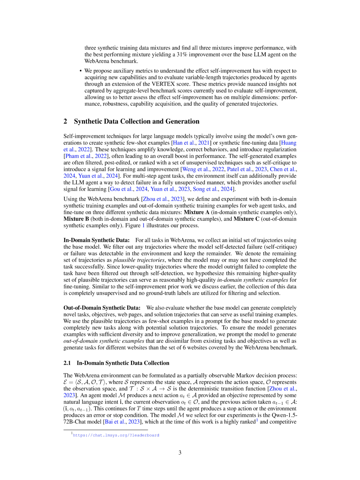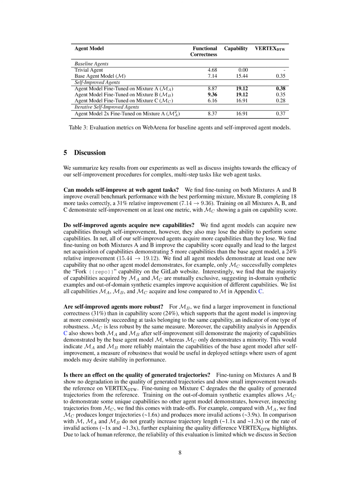The experiments involve fine-tuning the base agent model on different synthetic dataset mixtures, namely Mixture A, in-domain synthetic examples only, Mixture B, both in-domain and out-of-domain synthetic examples, and Mixture C, out-of-domain synthetic examples only, using a straightforward autoregressive loss. The results of these experiments are presented and discussed, showing improvements in benchmark performance, acquisition of new capabilities, robustness, and the quality of generated trajectories.